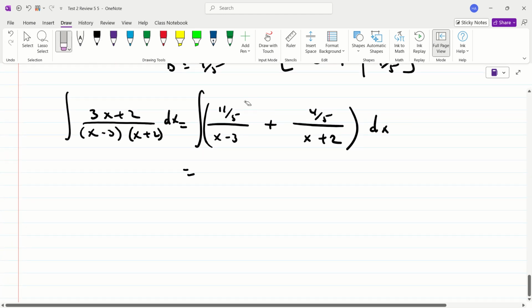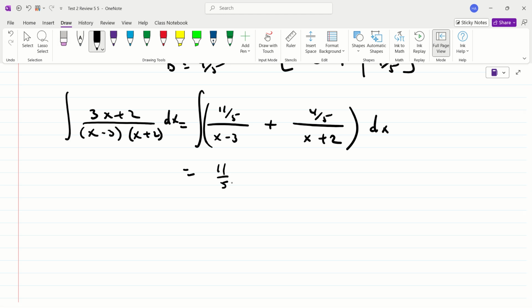First of all, that 11 over 5 is just a constant. I'm going to take it, copy, paste it, nothing to do there. And I'm going to look at the antiderivative of 1 over x minus 3, which is the natural log of absolute value x minus 3. The next term, you have a 4/5 there, natural log absolute value x plus 2. Add the plus C because it's an indefinite integral, and we are all set.